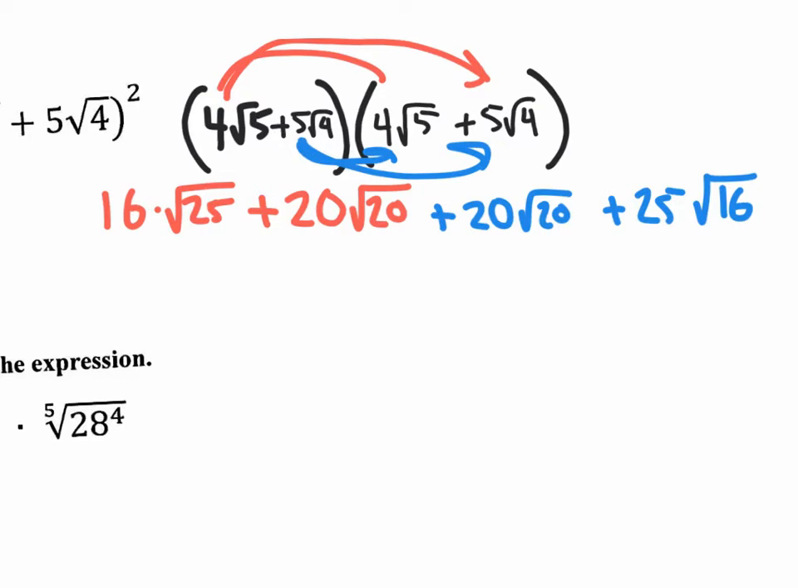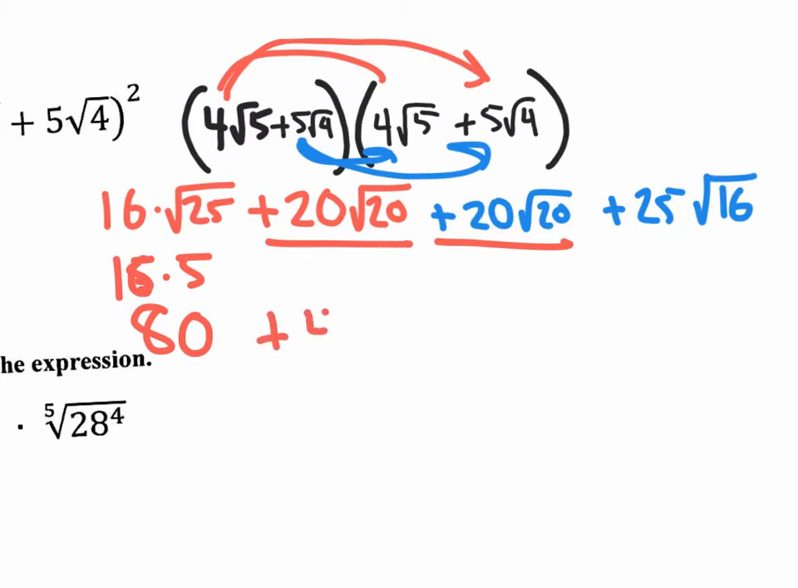So we said we could do the square root of 25, that's 5. So I really have 16 times 5. What is 16 times 5? 80. Thank you. And we have 20 square root of 20 plus 20 more of those square roots of 20. So that's going to be 40 square roots of 20. And then, last but not least, over here, we have the 25 times the square root of 16, which is 4. So that'd be plus 100, right?